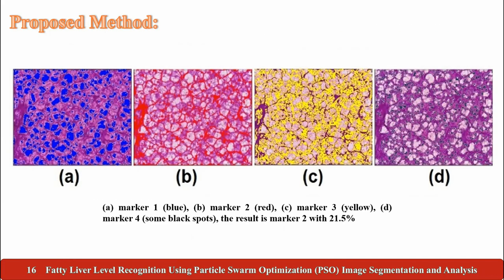Here we can see different markers. Marker 1 is blue at the left, A. B is marker 2, red. Marker 3 is yellow, which is C, and D is marker 4 or black spots. You can see the result of marker 2 is 21% of fat.